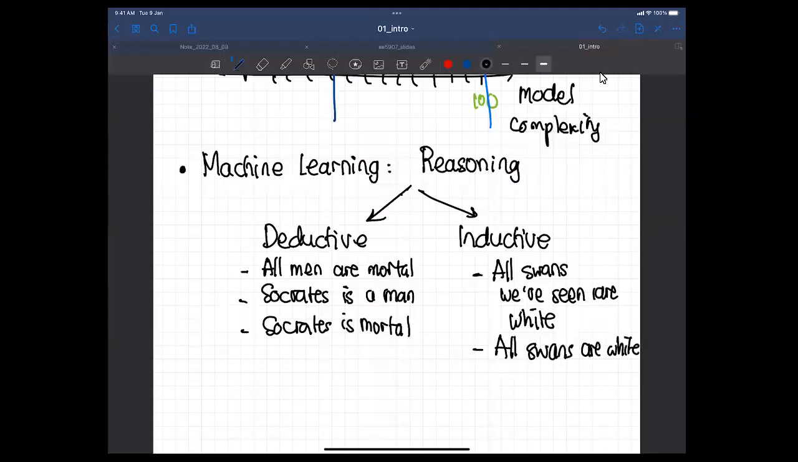Now, humans in daily life, when you make a decision, when you make an inference, is it deductive or inductive in most cases?